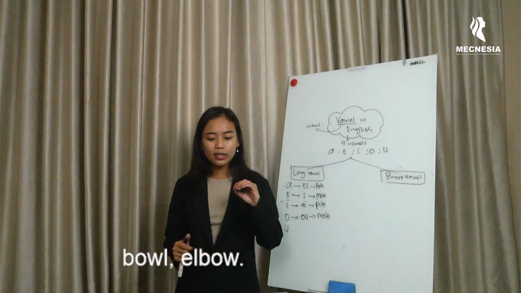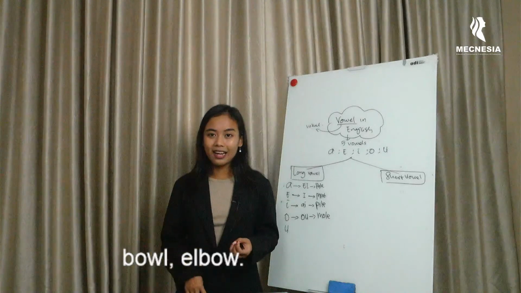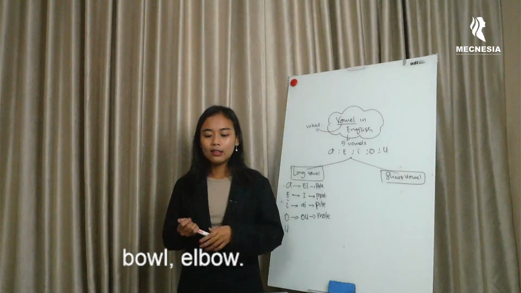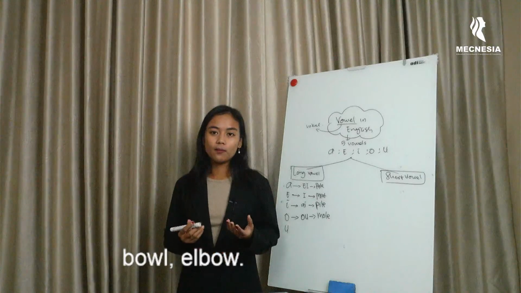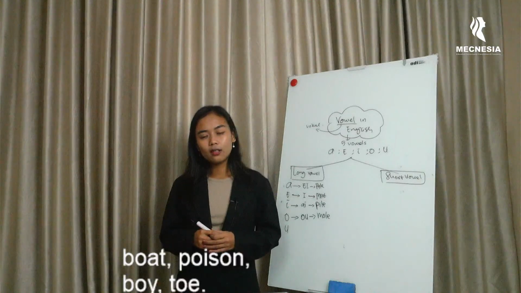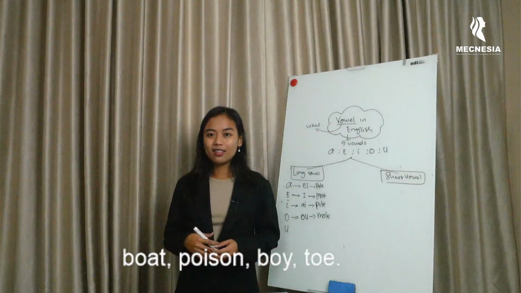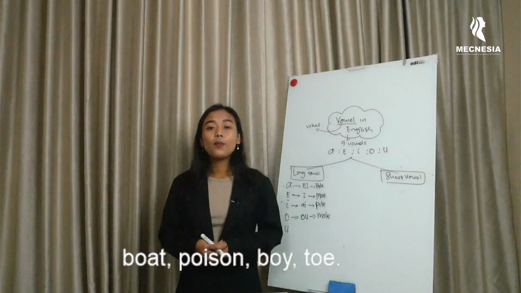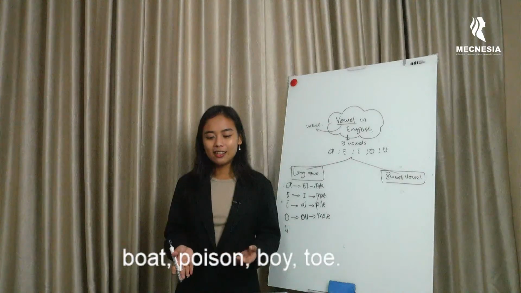When the O is followed by another vowel including Y. Ketika huruf O-nya diikuti huruf vokal lain dan juga huruf Y. For example, like in boat. Boat. Let's repeat it. Boat. And then poison. Poison. One more time. Poison.